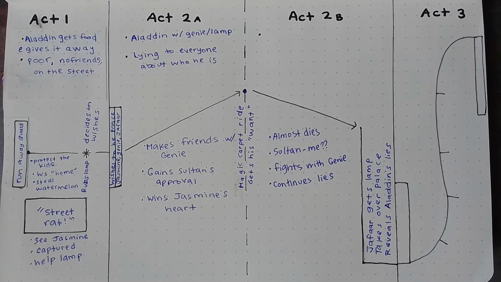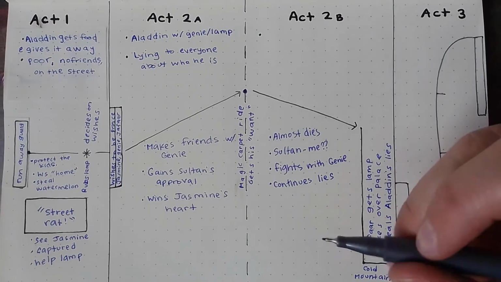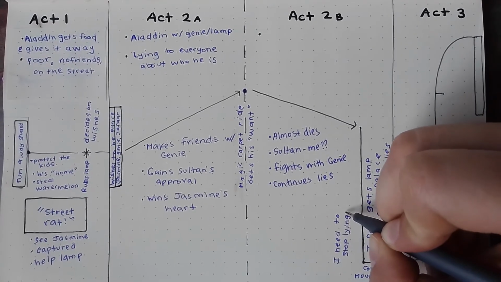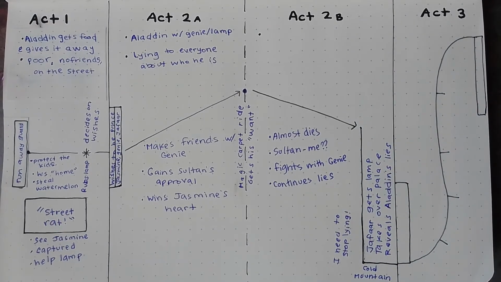After the all is lost, your character needs a dark night of the soul, or some time to wallow in the terrible things that happened and then have an epiphany about what to do next. Aladdin's dark night of the soul takes place in the cold mountain where Jafar sends him. He saves the carpet, giving himself a way back to everyone, and realizes that he needs to stop lying to everyone to fix things. This pushes your main character into Act 3, where you get to deliver on everything you've built up in the previous acts.